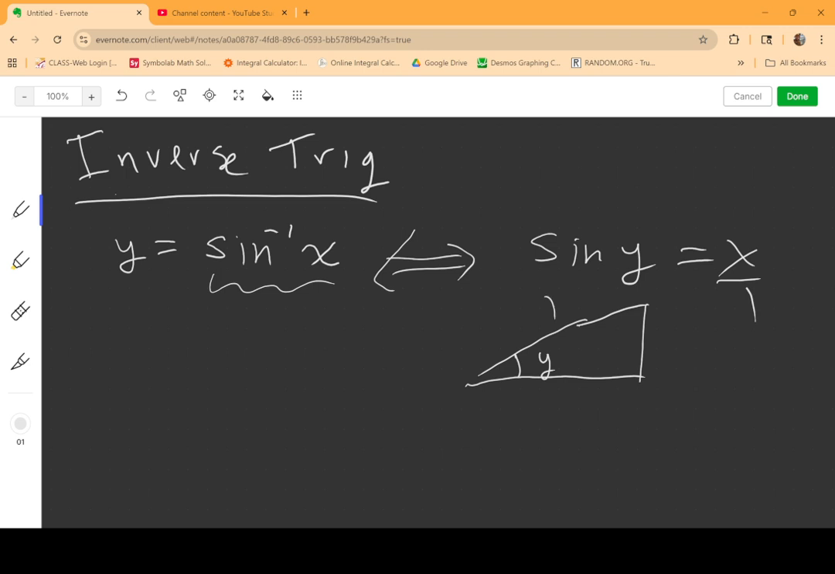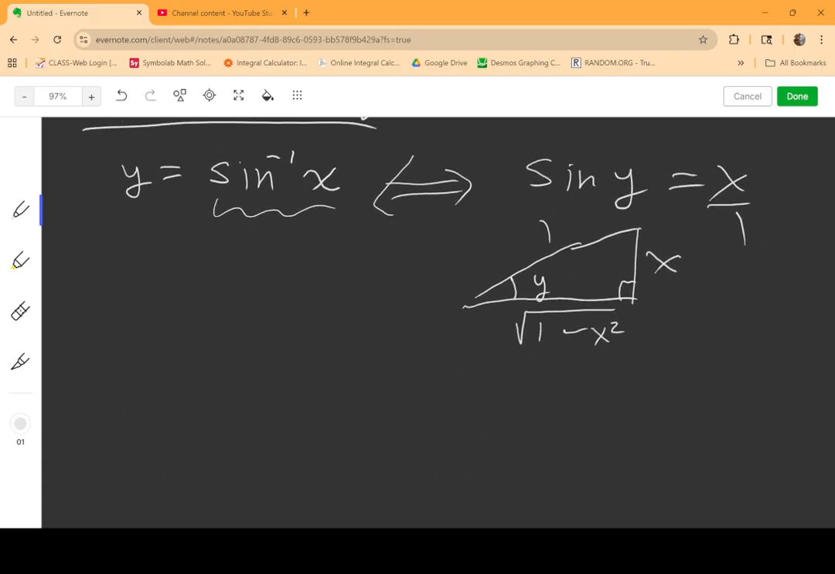And we know again here, SOHCAHTOA, right? Our sine is opposite over hypotenuse, which means here that this is going to be the square root of 1 minus x squared through our Pythagorean theorem, right? This being right triangle trigonometry. Okay, so let's keep that in mind here as we progress.